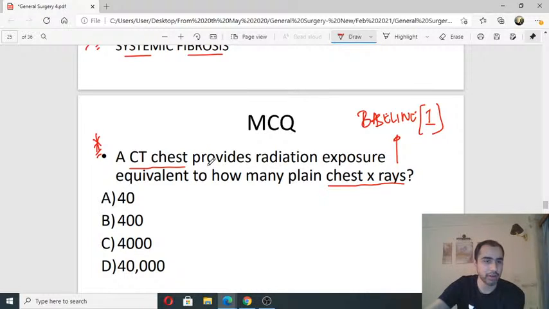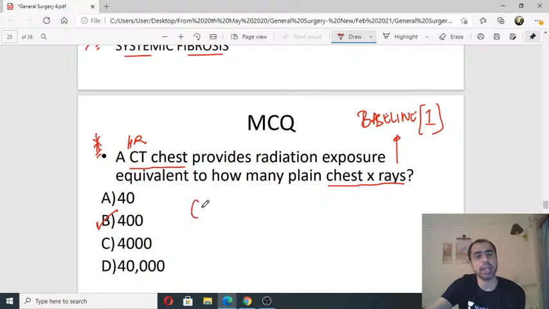Very good. Answer is 400. So a CT chest is 400 times more radiation exposure than a plain X-ray. So you better think when you go into practice if you ask for a CT chest. Nowadays in COVID times we are doing HRCT chest so rampantly. So many people are getting exposed.